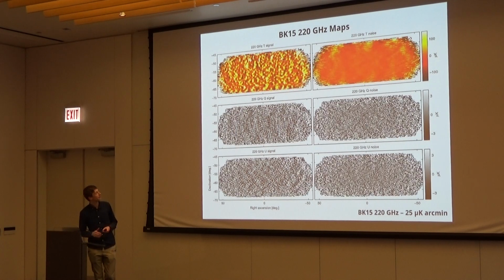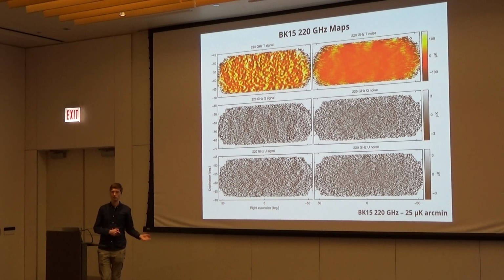Okay, so the new data, of course, is 220 gigahertz. This is quite a bit noisier. In part, it's because it's just 2 Keck receivers operating for 1 year, but also a lot of that is because the atmosphere is in fact a lot noisier at 220 gigahertz. However, it's going to be worth it because the dust signal is getting brighter there too.